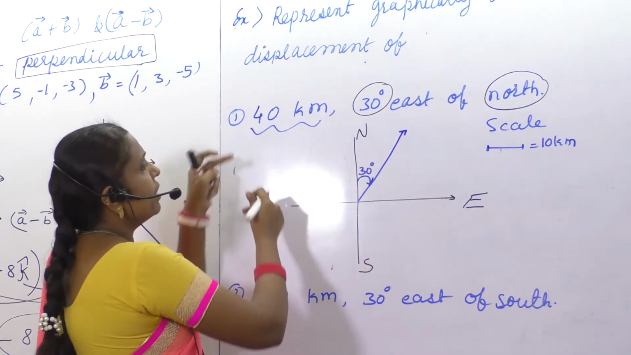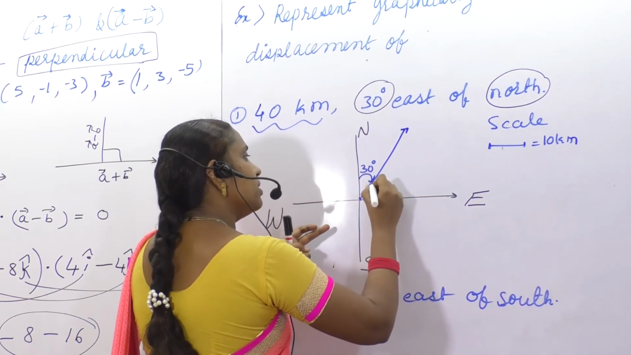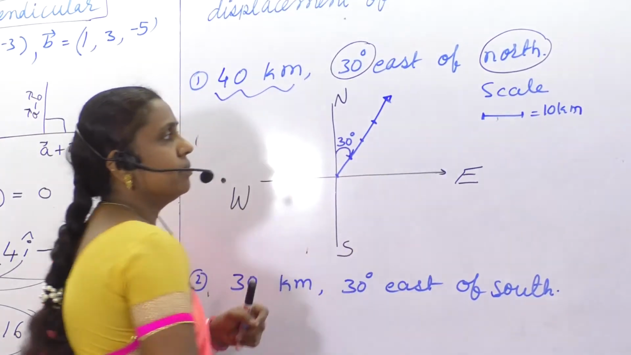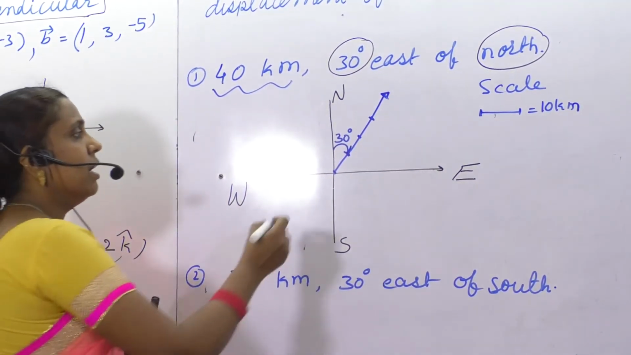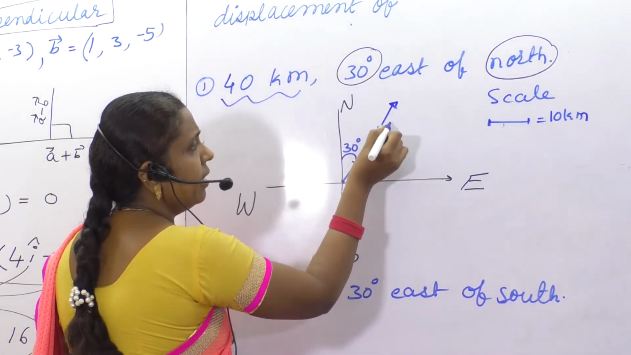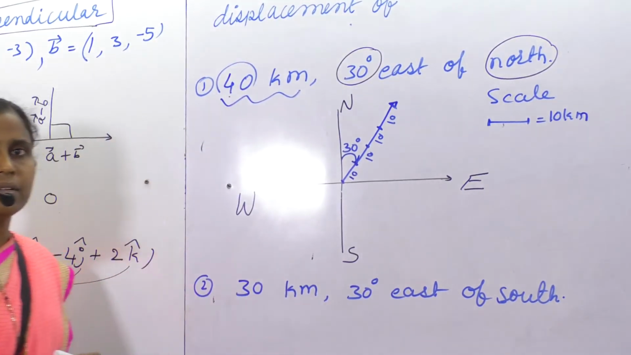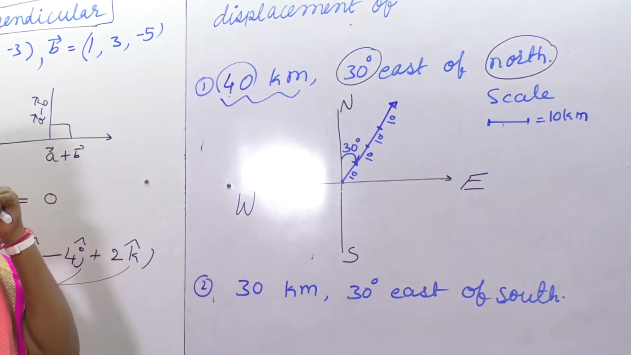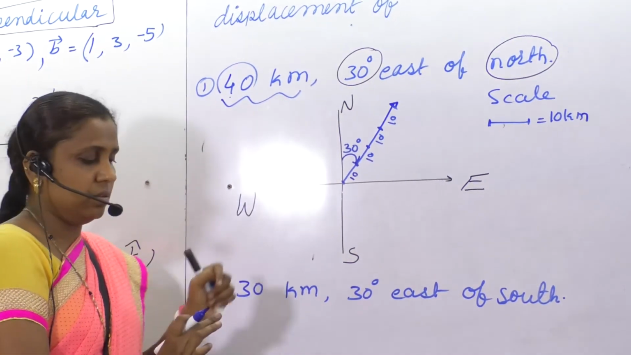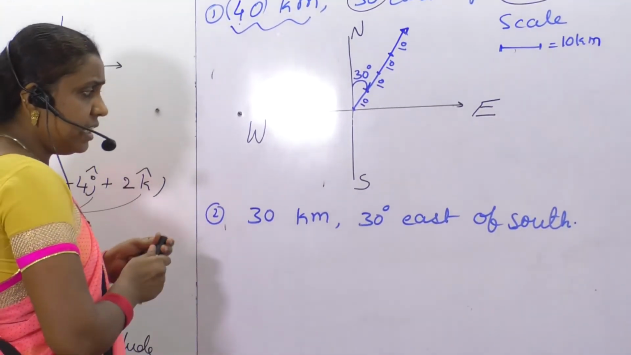Okay. So 40 kilometers. I will take this much distance, 1 centimeter, like from this 1, 2, 3, 4. Say 10 kilometers, 10 kilometers, 10 and 10 together 40. Am I right? So this is how you have to make a graphical representation of the given information. Okay. Next, 30 kilometers.